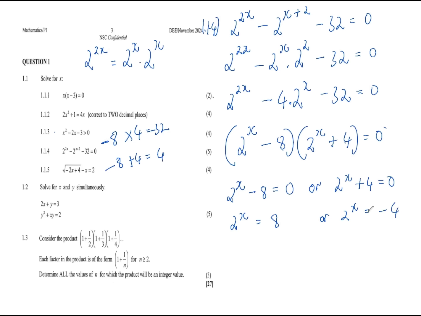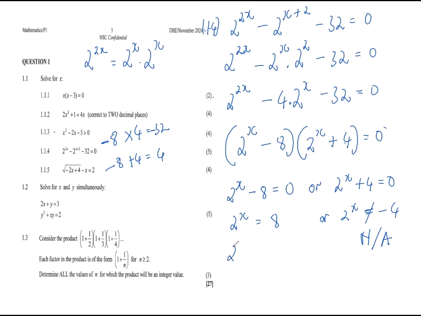But then this one, immediately we're just going to say it's not applicable because there is no exponent value that you can put here that will result in a negative value, right? So there is no such thing as a negative value from an exponent. So this is not applicable.